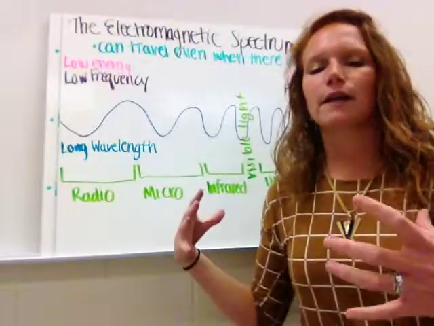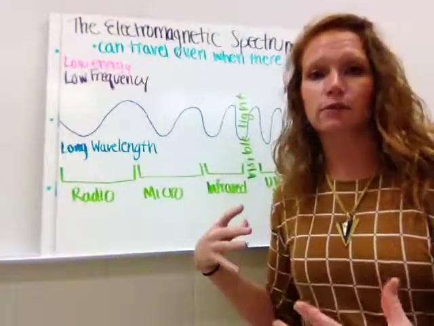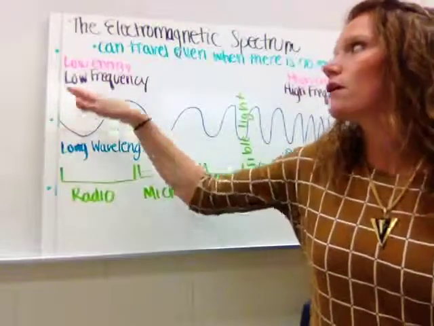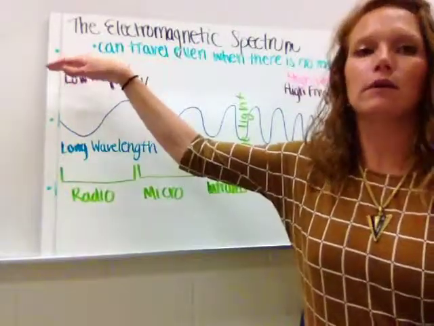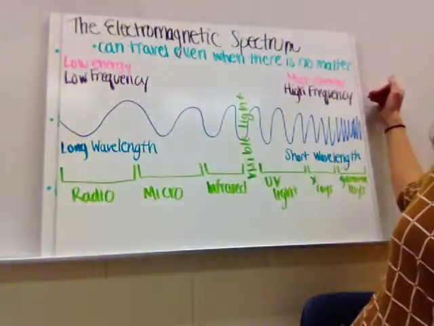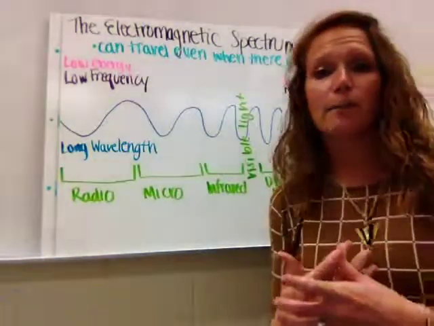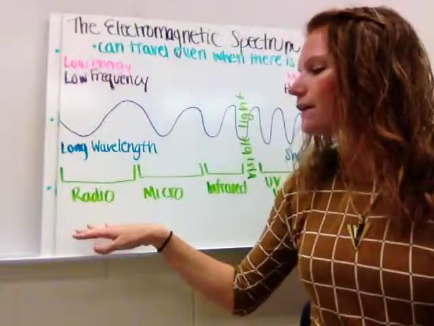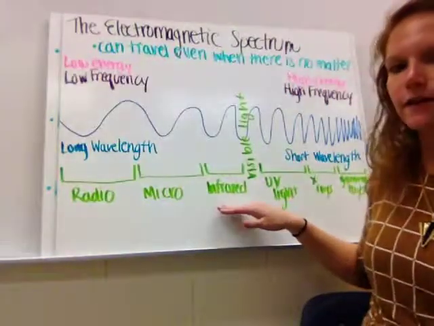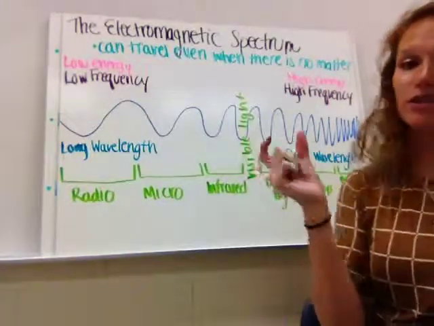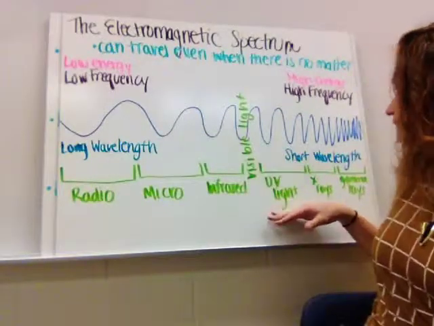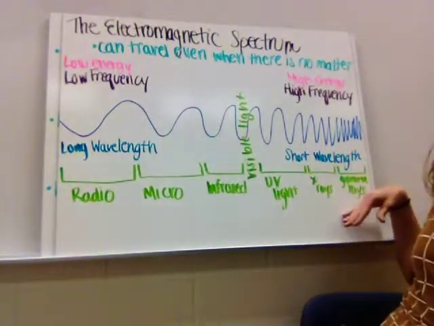If you put all the waves of the electromagnetic spectrum next to each other, they talk about them usually from low frequency or low energy to high frequency or high energy, long wavelength to short wavelength. The types of waves included there: radio waves, microwaves, infrared light, visible light, which is the really teeny section, UV light, X-rays, and gamma rays.